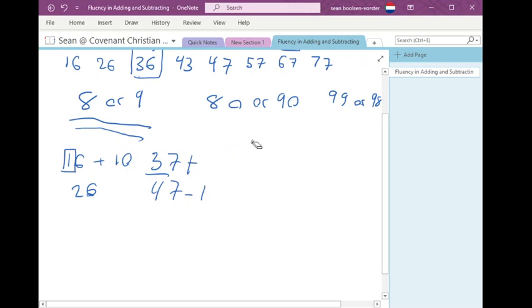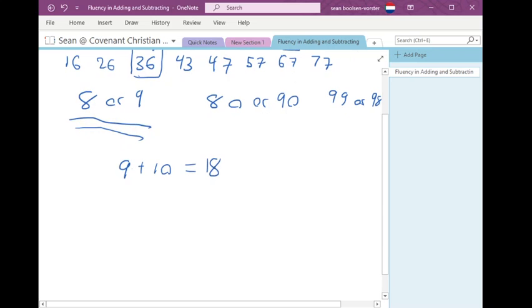Now, some of you might have noticed this in your multiplication charts, right? 9 plus 10 is equal to 19, but 9 plus 9 is equal to 18, right? And 18 is 1 less than 19. So that's something to keep in mind.